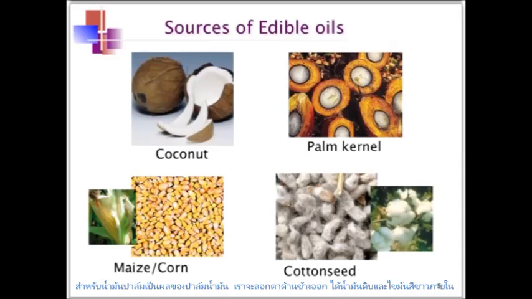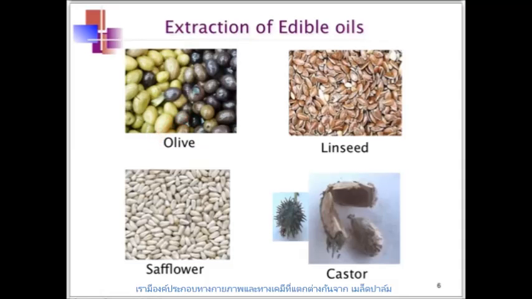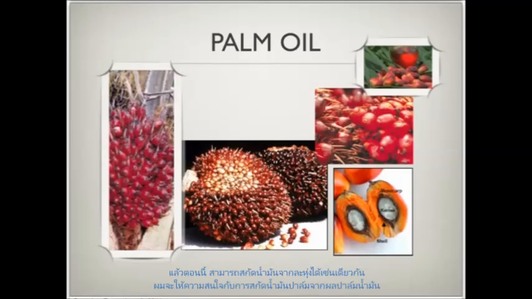So for the oil palm, these are the oil palm fruits. The red, orange flesh outside is where we can get the crude palm oil, and the white flesh inside is actually the palm kernel, and we can extract the palm kernel oil, which has a different physical and chemical composition from the palm kernel part. Then oil also can be extracted from corn, from cotton seed, from olive, linseed, sunflower, safflower, and from castor oil. I will now focus on the extraction of palm oil from the oil palm fruits.